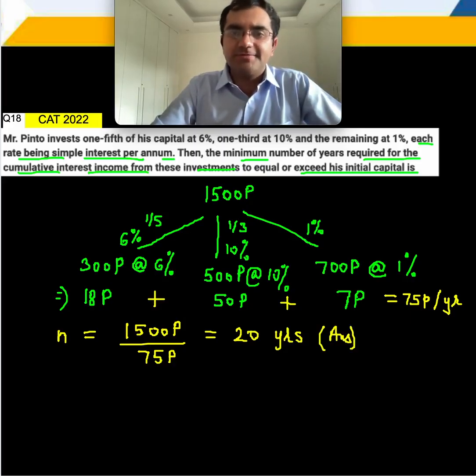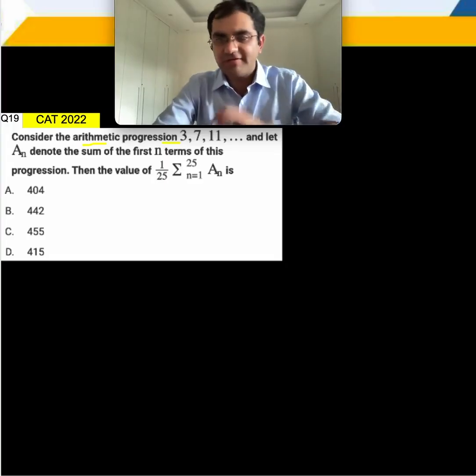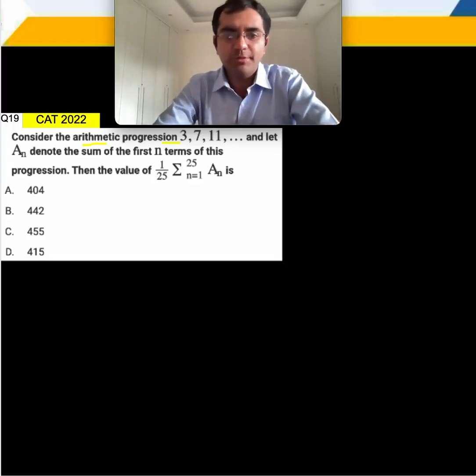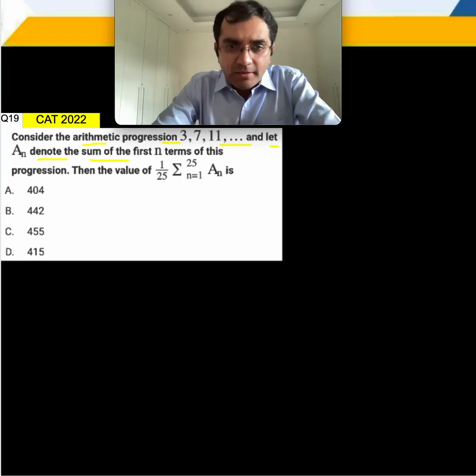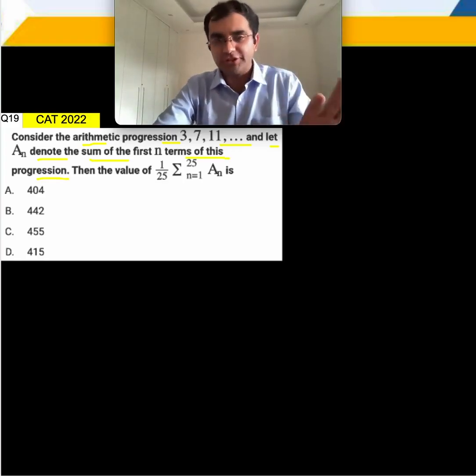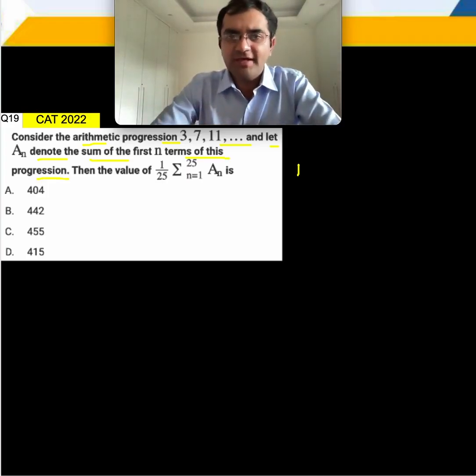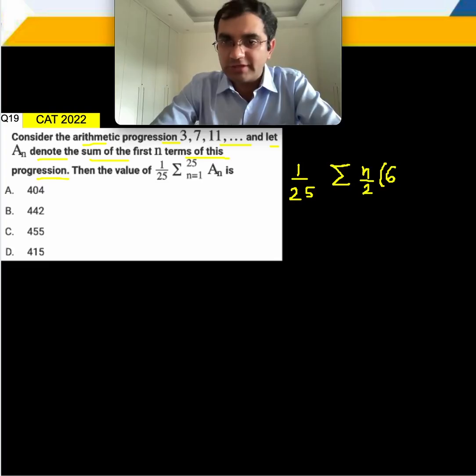Question number 18. Question from sequence and series. You have an AP, right? Consider an AP 3 7 11, first term is 3, common difference is 4, and let an be the sum of the first n terms of this progression. Sum of first n terms of an AP, I know the formula, so let me substitute that. 1/25 summation n by 2, 2 into a, that's 2 into 3, 6, plus n minus 1 into 4.